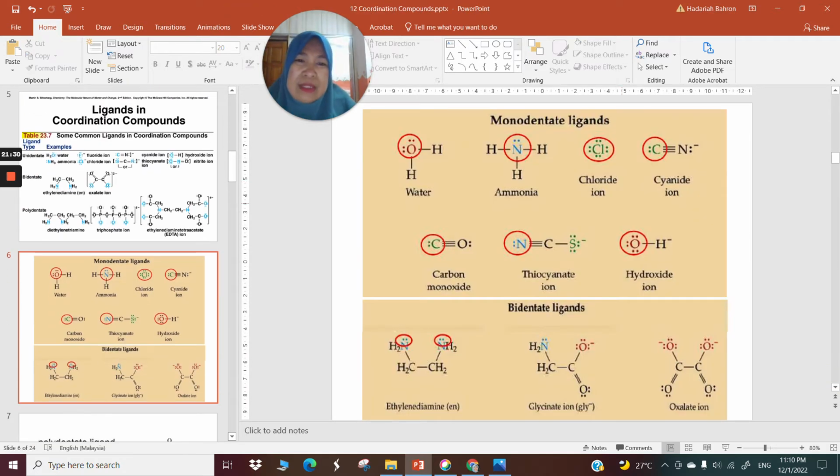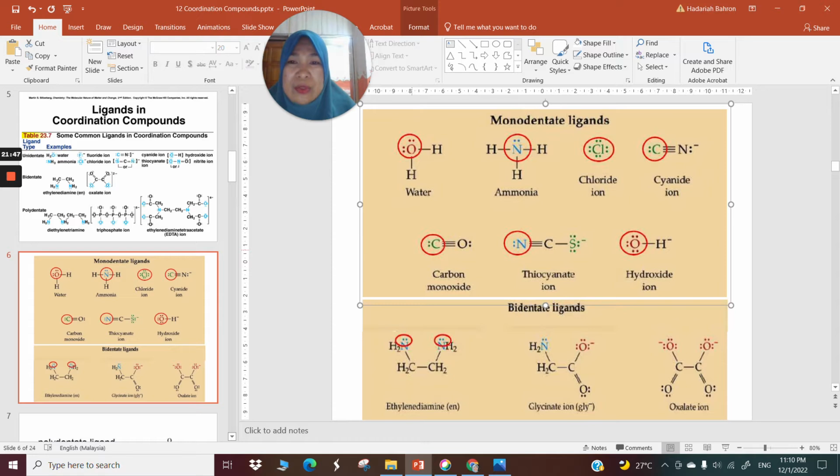Yep, this is another representation of your monodentate ligand, your water, very clear. On your oxygen, you have two pairs of lone electrons. Ammonia, on your nitrogen, you have one pair of lone electrons. Chloride, cyanide, carbon monoxide even. Carbon is the donor atom because carbon is less electronegative or more electropositive than oxygen. And SCN is a thiocyanate ion, hydroxide.